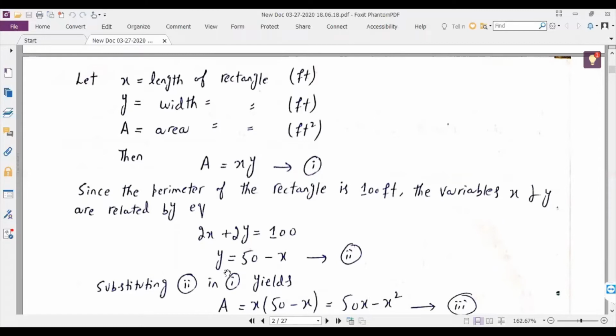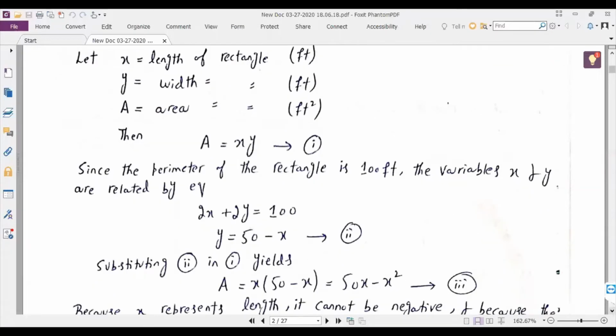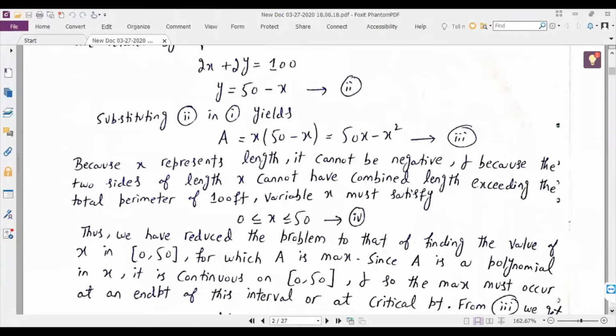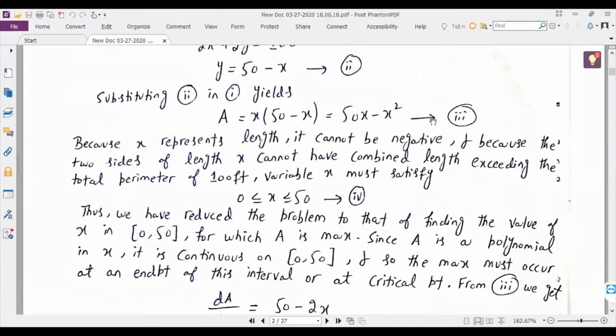So, taking y in terms of x, y = 50 - x. Substituting the value of y in equation 1, we get A = x(50 - x). So the equation becomes 50x - x². Now this is our new equation, and area is a function of one variable.